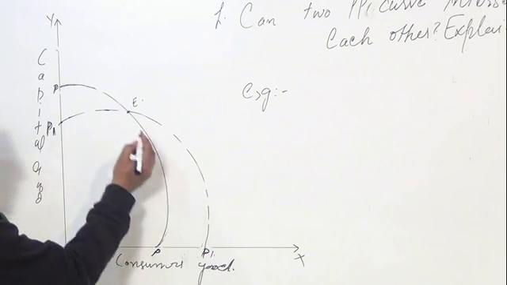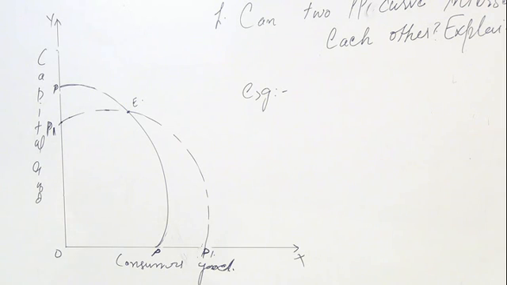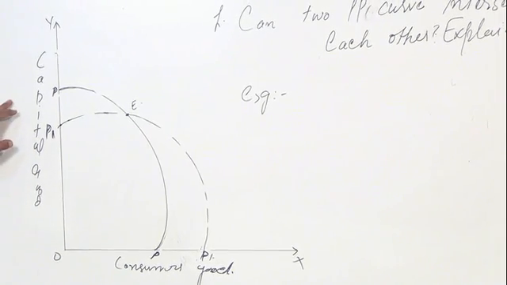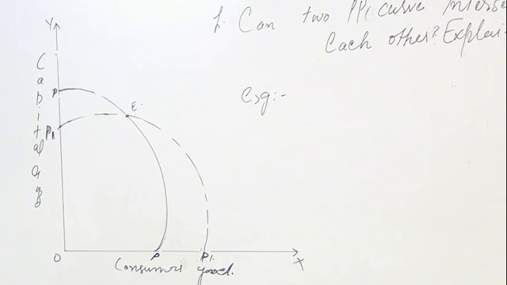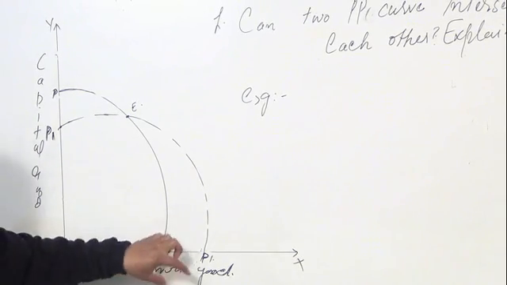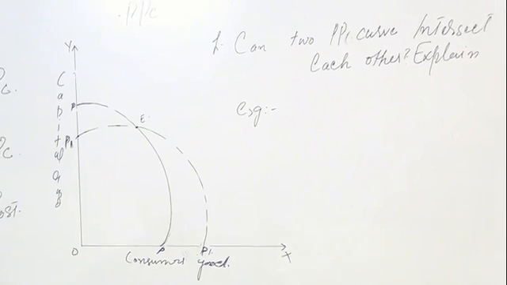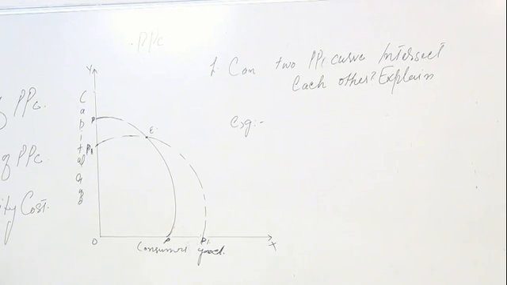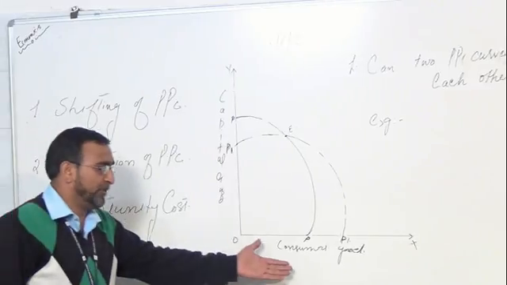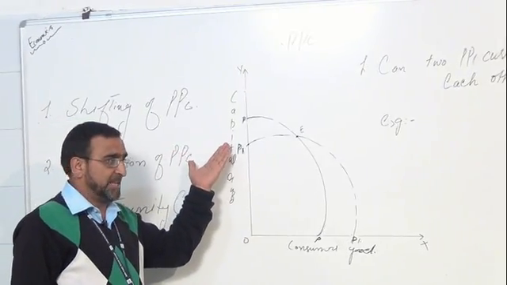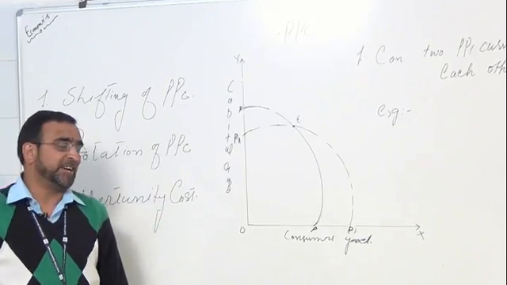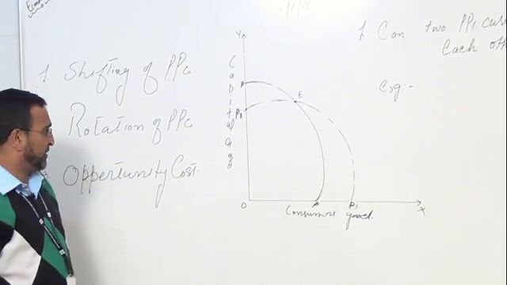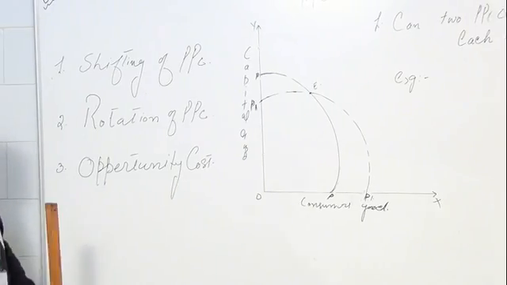So it simply means two production possibility curves can intersect each other simply because in producing capital goods, our technology becomes sophisticated, or our technology becomes very much developed. Then we are able to produce more of this, and we are able to produce less of this. If this is the situation in the economy, then two production possibility curves can intersect each other.